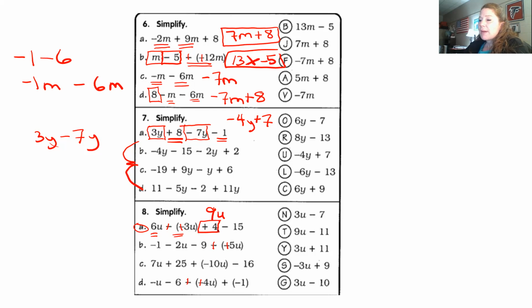And then these are like terms. Positive 4 combined with negative 15. 4 minus 15. Different signs subtract. Keep the sign of the bigger digit, minus 11.